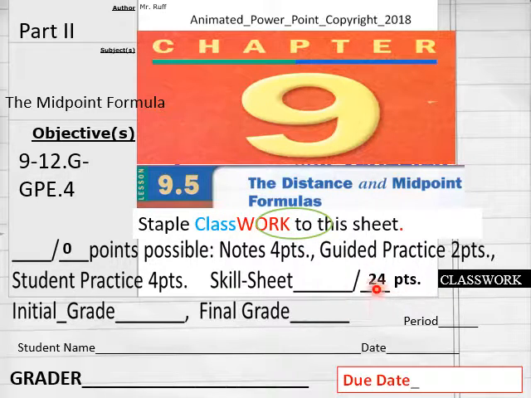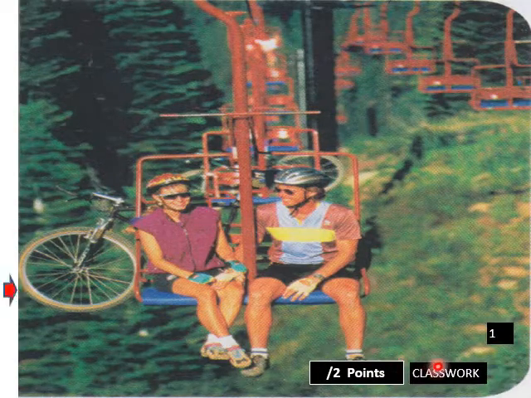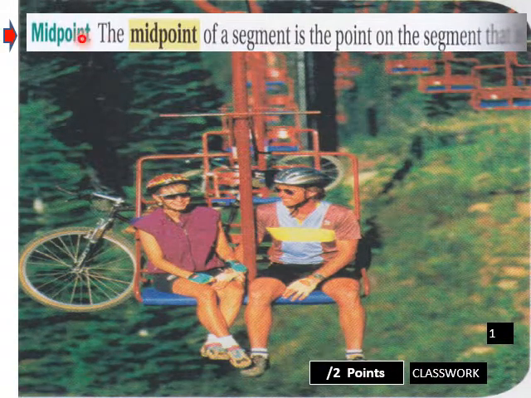Classwork, you've got 24 points here, students. Zero points into your notebook. Students, put your name, date, period, and then due date down here for onliners, homeschoolers. Let's go into 9.5 part 2, page 1.